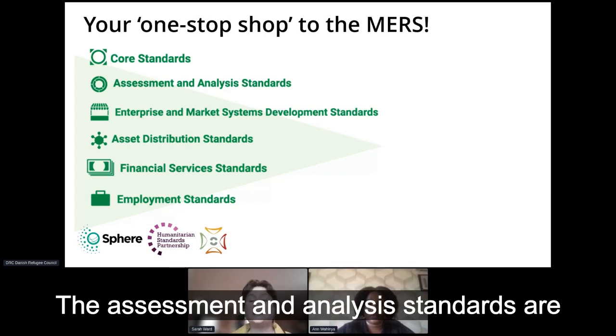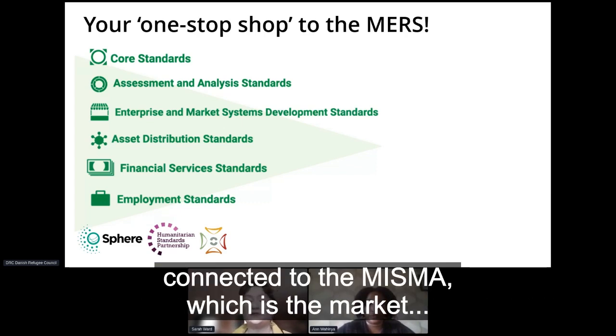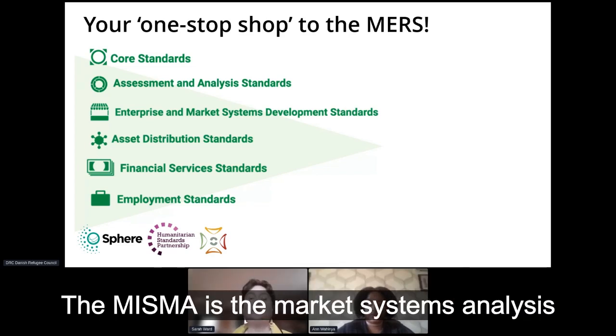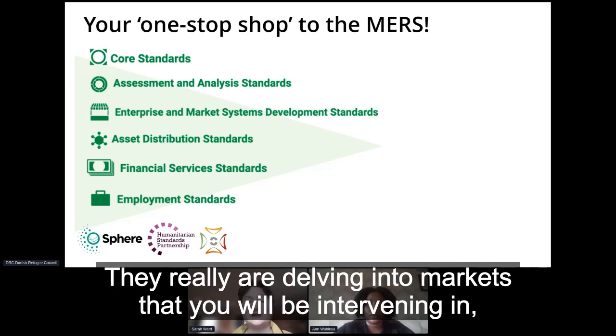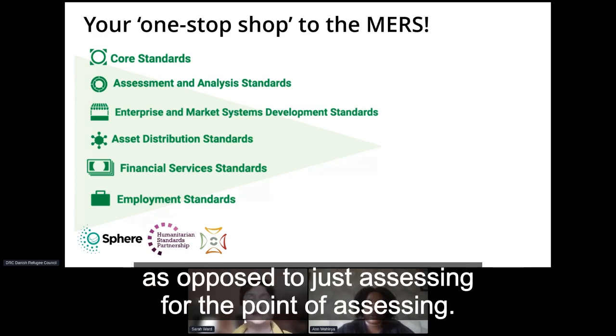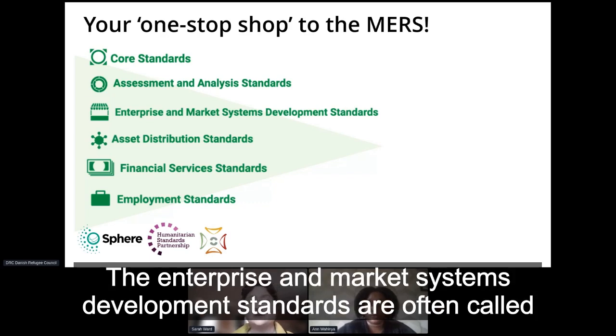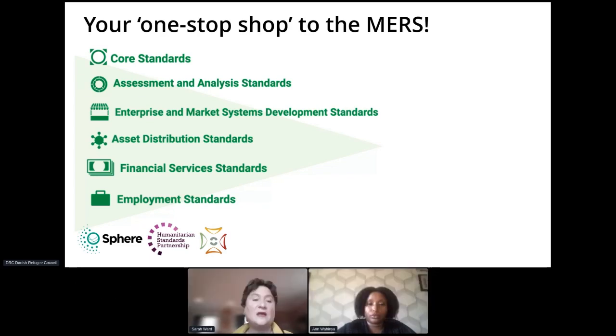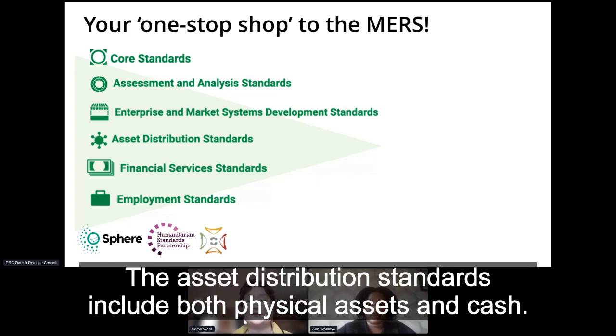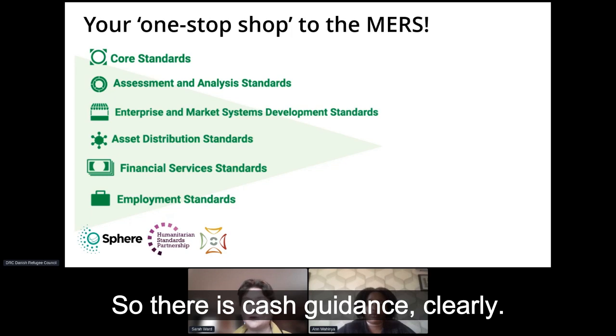The assessment and analysis standards are connected to the MISMA, which is the market, what does the MISMA stand for? The MISMA is the market systems analysis standards, and they are connected to the MISMA, but they are more specific. They really are delving into markets that you will be intervening in, as opposed to just assessing for the point of assessing. The enterprise and market systems development standards are often called the heart of the MERS, and that's where a lot of the livelihoods work lies. The asset distribution standards include both physical assets and cash. So there is cash guidance, clearly.